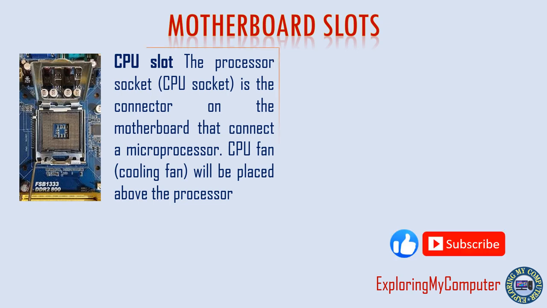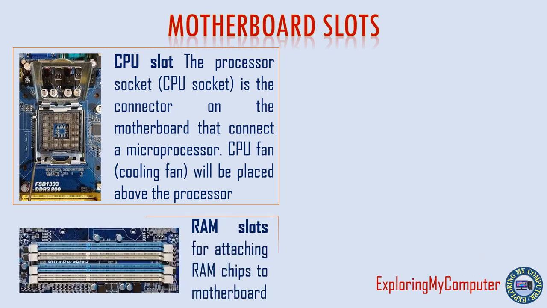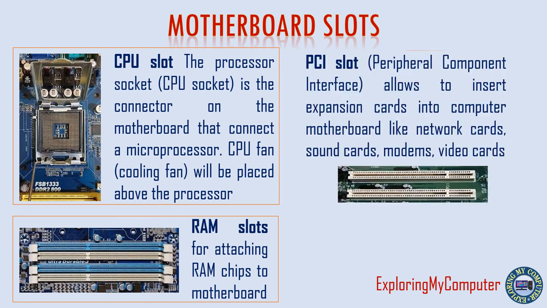CPU slot. The processor socket is the connector on the motherboard that connects a microprocessor. The CPU fan will be placed above the processor. RAM slots for attaching RAM chips to the motherboard. PCI slot, peripheral component interface. The slot allows inserting expansion cards into the computer motherboard, like network cards, sound cards, modems, video cards.